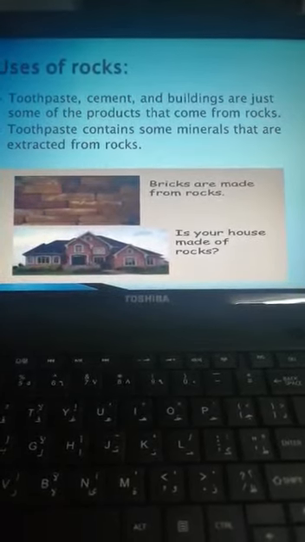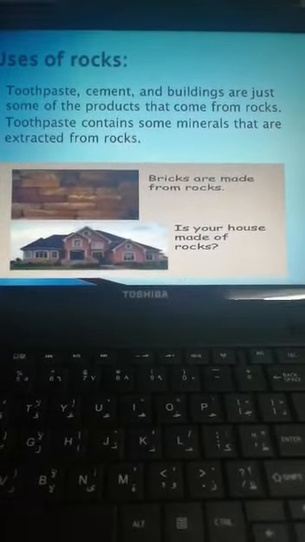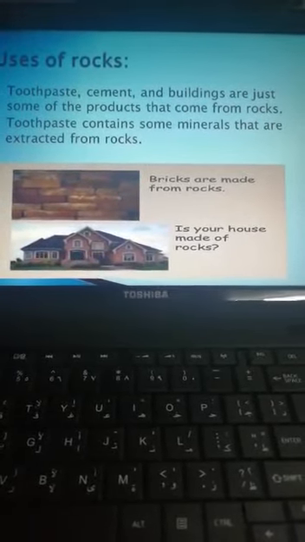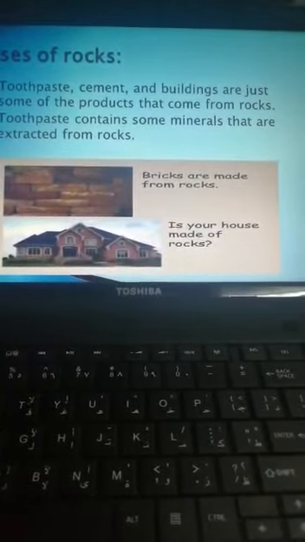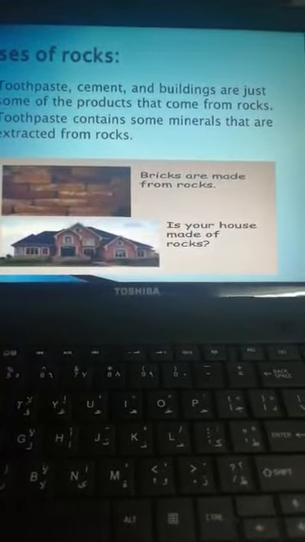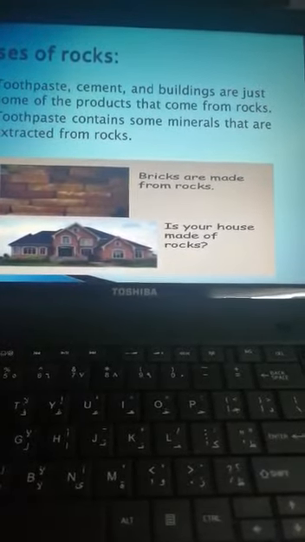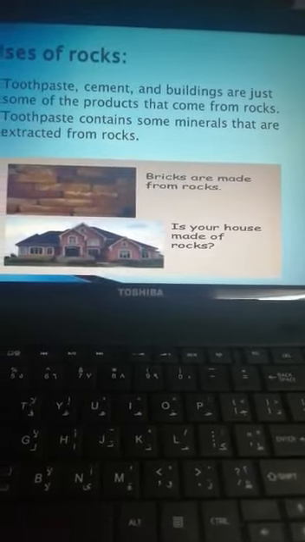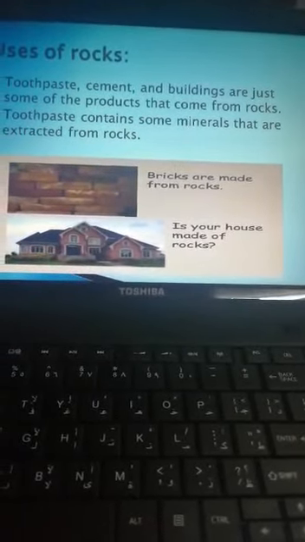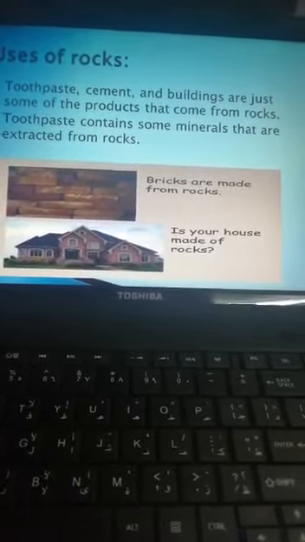Hi, grade 5. Today we will talk about the uses of rocks. You must know that rocks have many uses. Toothpaste, cement, and buildings are just some of the products that come from what? That come from rocks. Toothpaste contains some minerals that are extracted from rocks. So we can extract some minerals from rocks and make toothpaste.